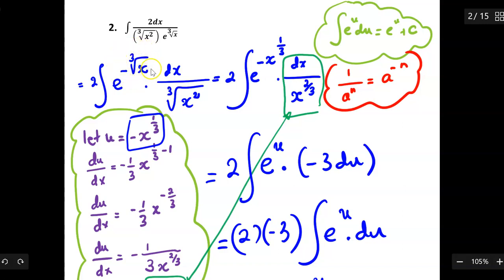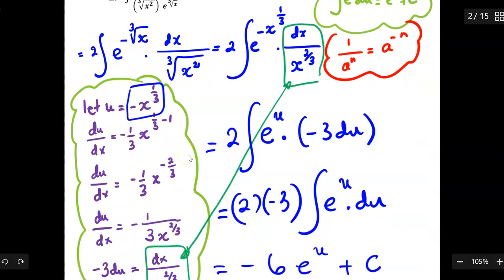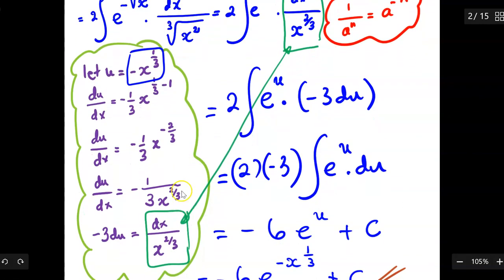And I will let this whole exponent of e equal to u. After I let u equal to that, substitution method means I must differentiate. Apply the formulas for differentiation: multiply the exponent to the coefficient and subtract 1 from the exponent. Once you've done that, you see the x to the negative 2/3, you bring it down to the bottom.